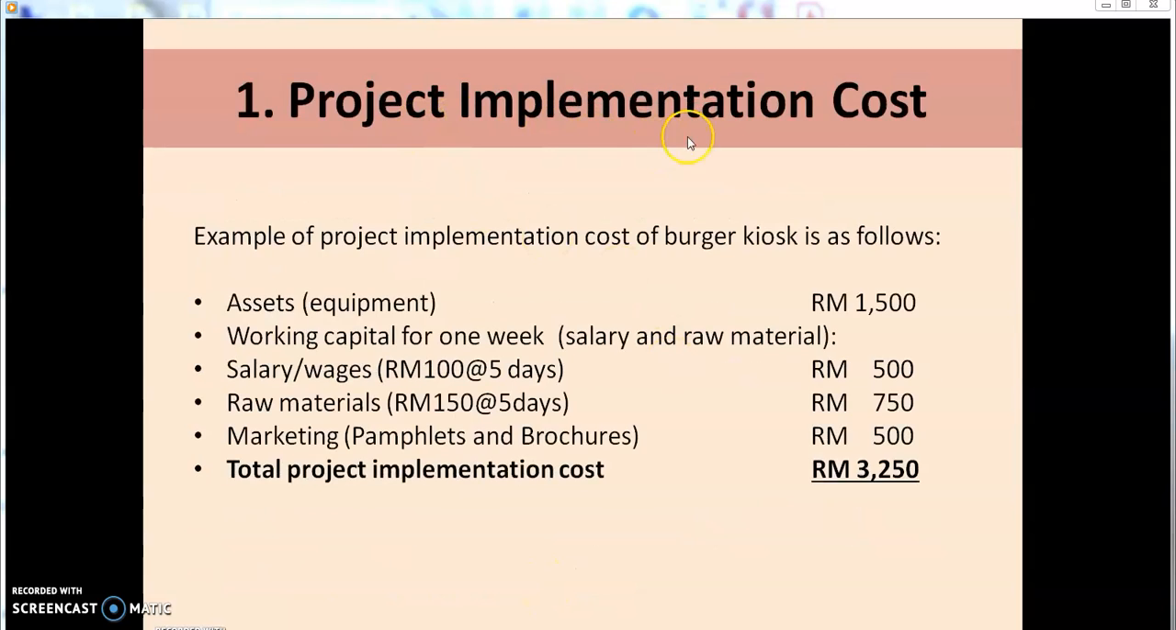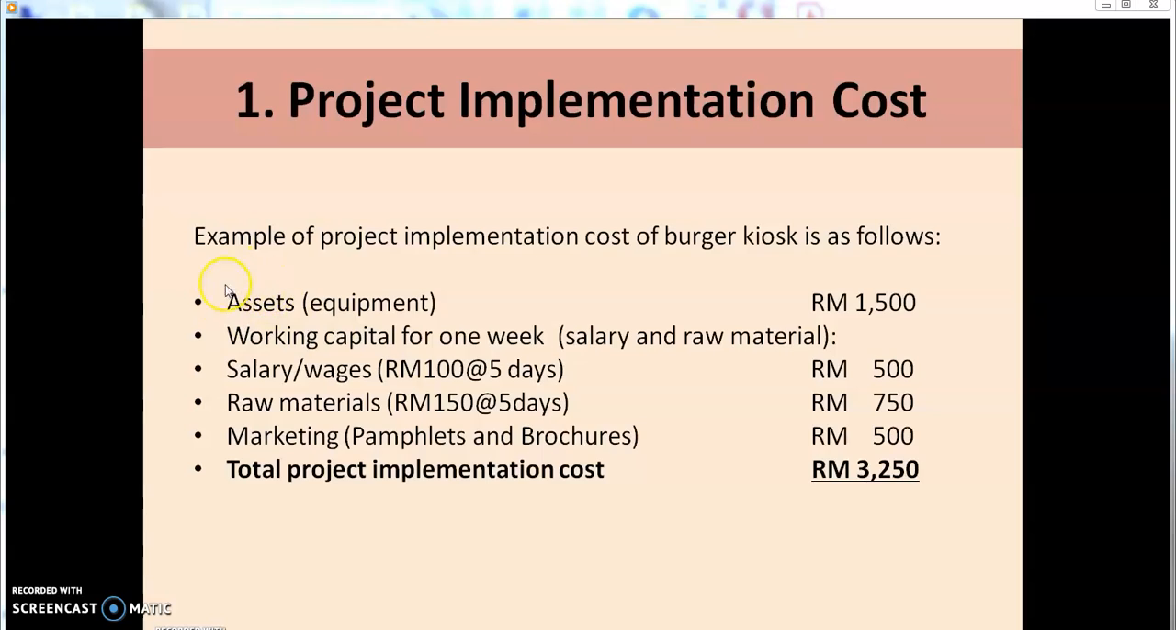The first, project implementation costs. After you have calculated the assets, the operating cost, and determined the break-even point, you will know how much capital is needed to start the business. I will explain the break-even point with the next slides. Look at this slide. The project implementation cost, this is just an example for a burger kiosk, is as follows.